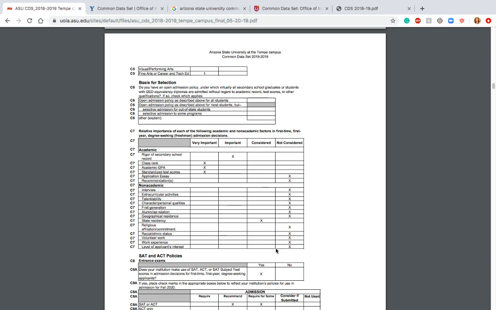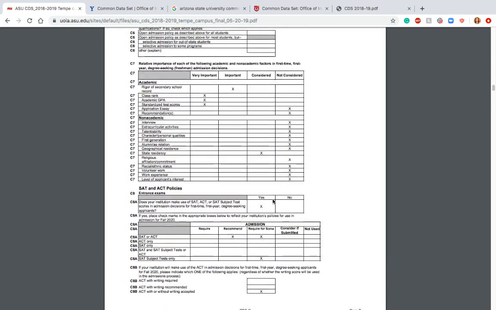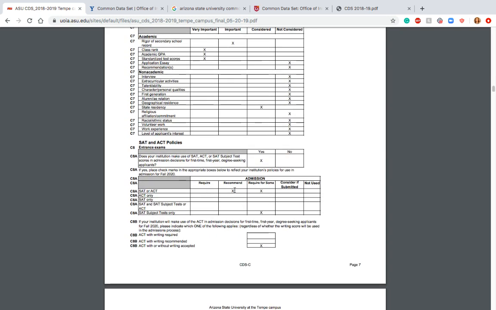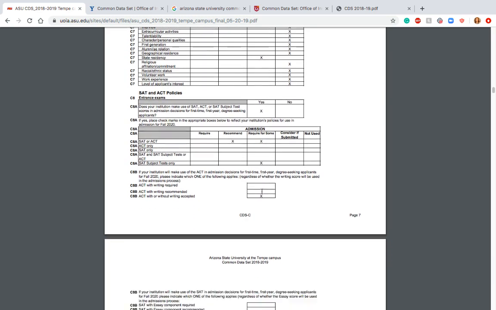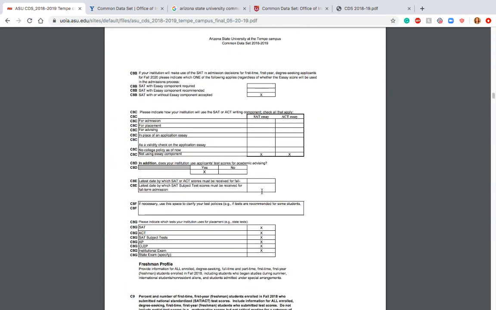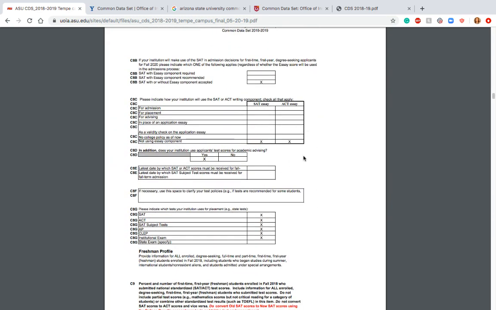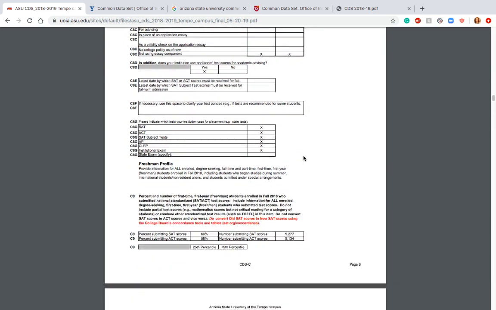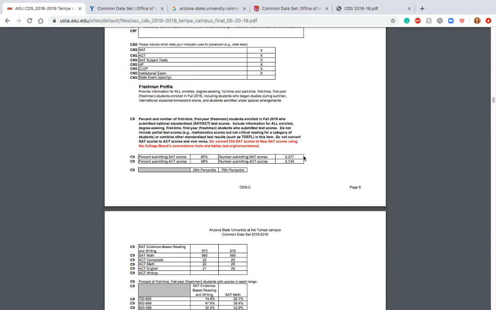They're not doing a holistic review per se, and they're not trying to learn more about the student or anything like that. They do recommend the ACT or SAT, and for some programs, they require it. So what does that mean? Well, they're not using the essay component. And what are their numbers like?